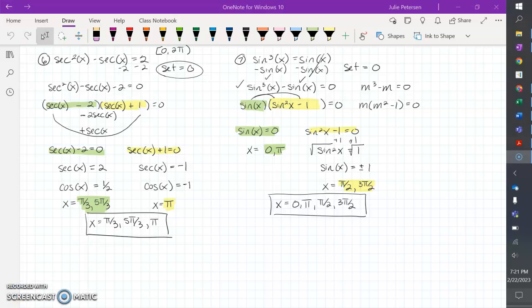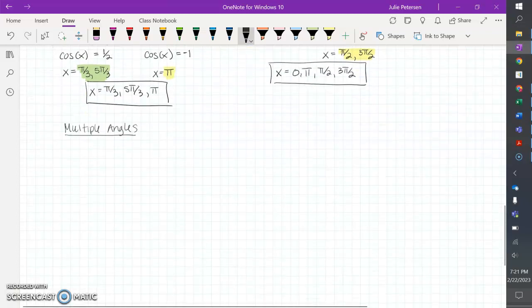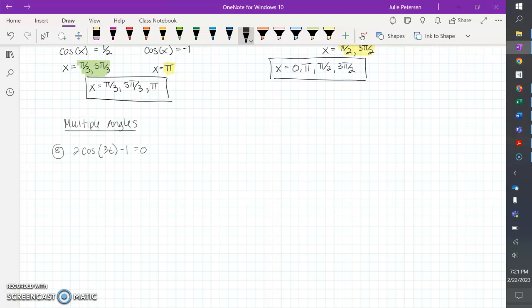Okay, so the last couple problems we're going to look at are going to have what are called multiple angles. So I'm just going to make a little note here that we're talking about multiple angles. And what that looks like on a problem is something like this. So say I have 2 times the cosine of, and not just t, but 3t minus 1 equals 0.